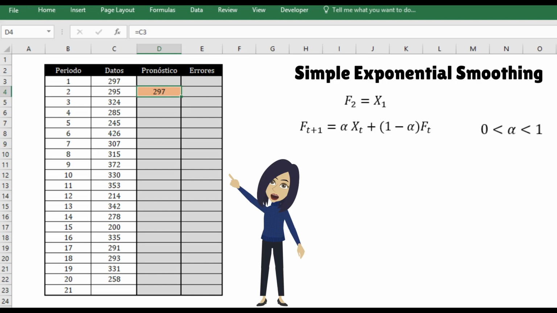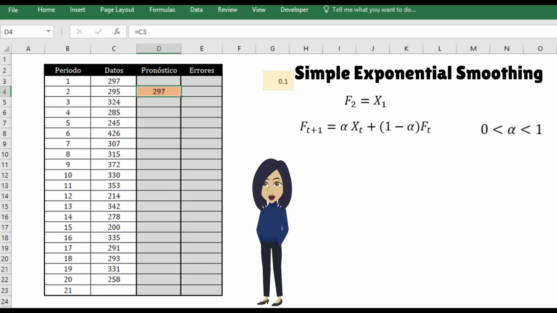Notice that the cell reflecting this value is linked to the first data value, so that if the data value changes, the cell will be updated. Now, I will place the alpha value in cell G3. For the moment, the alpha value will be 0.1.